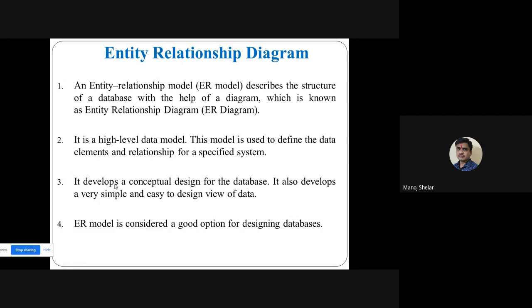It also develops a very simple and easy to design view of the data. Normally in a database system, the physical view, logical view, and view of the data are available. Suppose we design any system. The first task is to design a diagram of the particular system in the database. This diagram is normally called an entity relationship diagram. So the ER model is considered a good option for designing the database. To design any database, the first point to focus on is the ER model, and in the GATE exam, the first point is also the ER model. It is a very easy model.